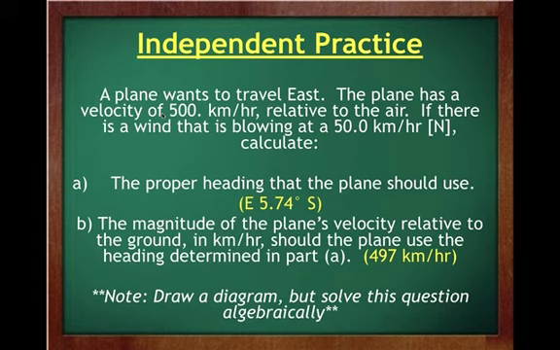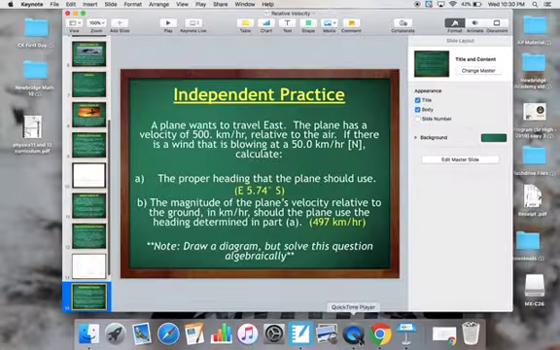Okay, so again, this is a similar one where it's like, well, the plane wants to go in one direction, but it's going to get blown in a different direction. How do we, one, set that up, right? What does that triangle look like? And then what does that angle look like? So let's go back and do that problem on the whiteboard.